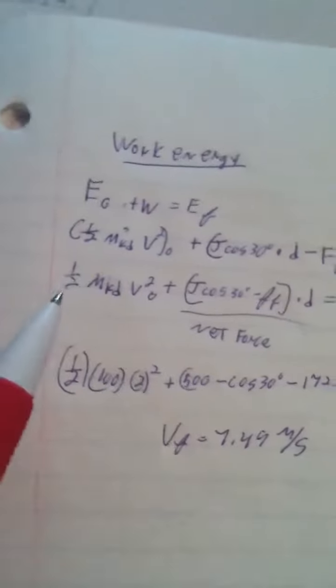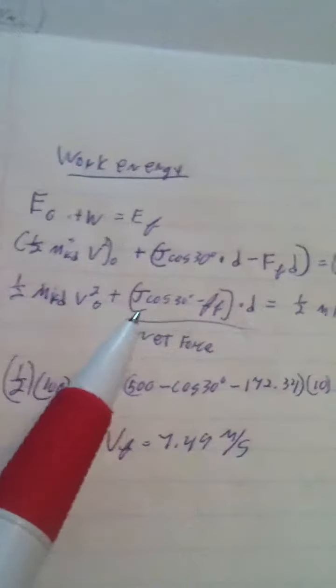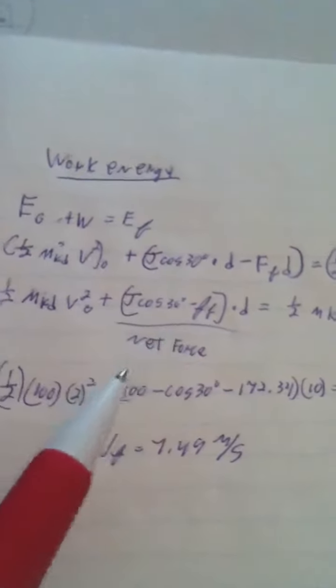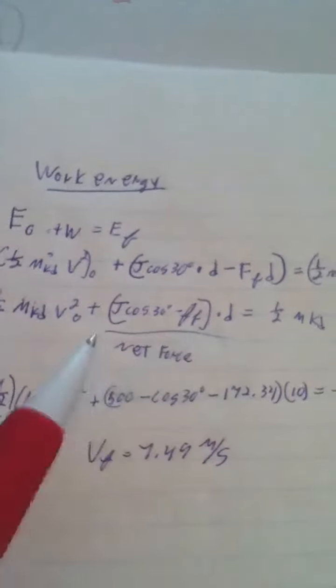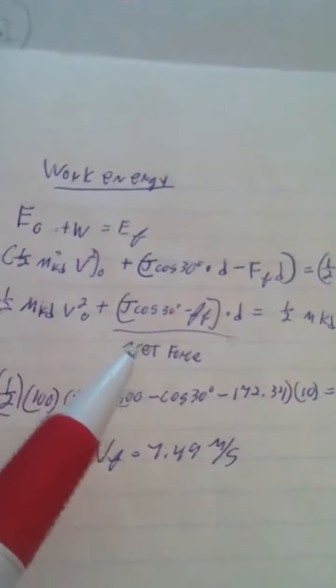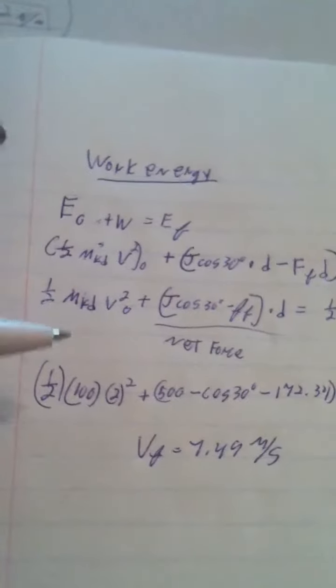And then when you write down all this, the J cosine 30 minus friction, that equals the net force times D. That can equal net force. That can help you whenever.